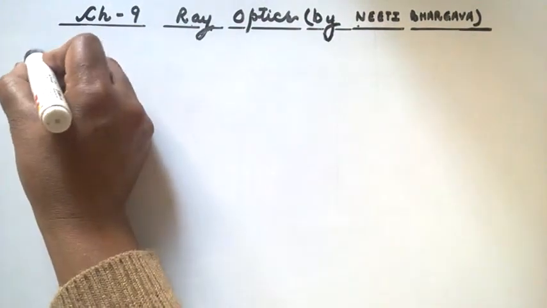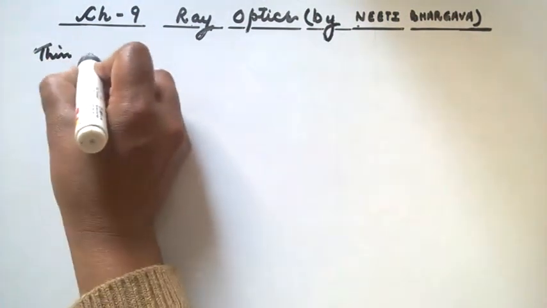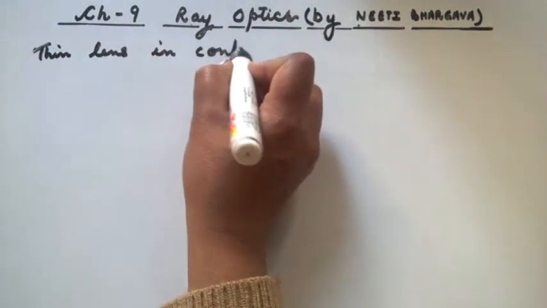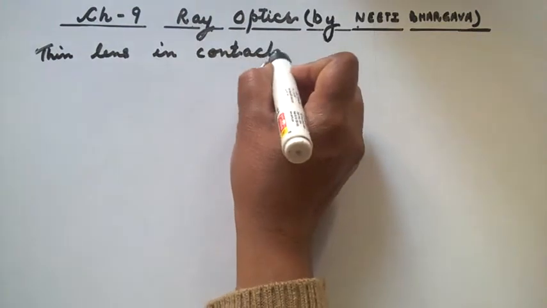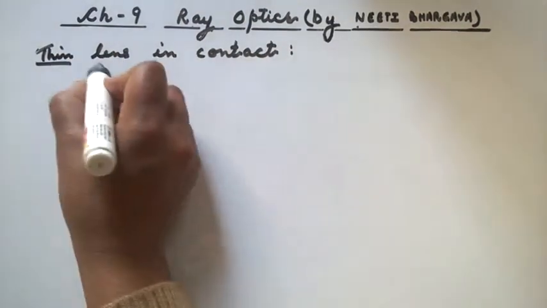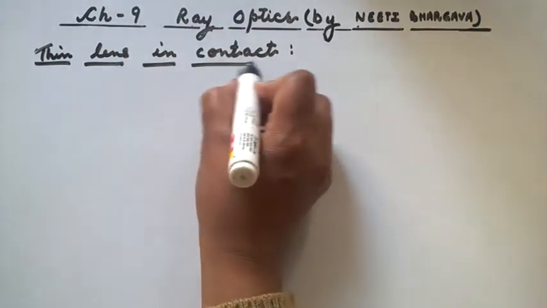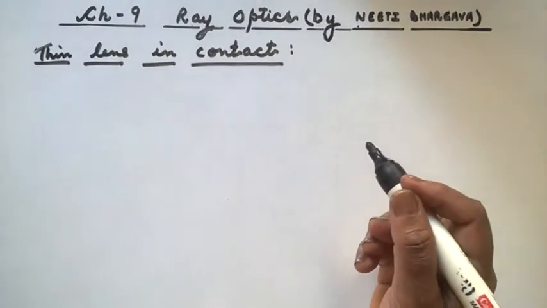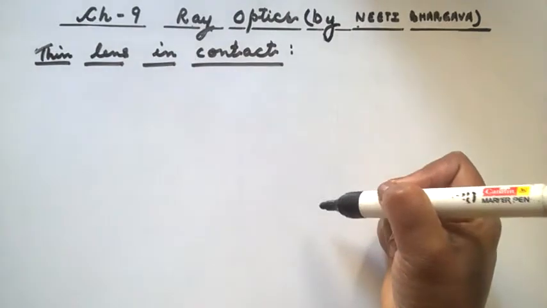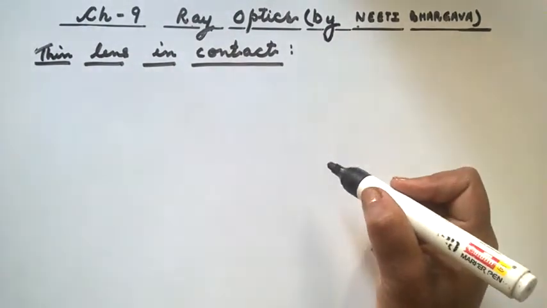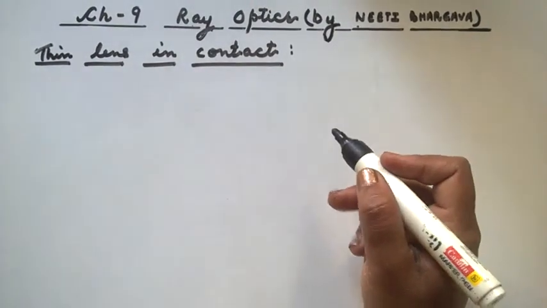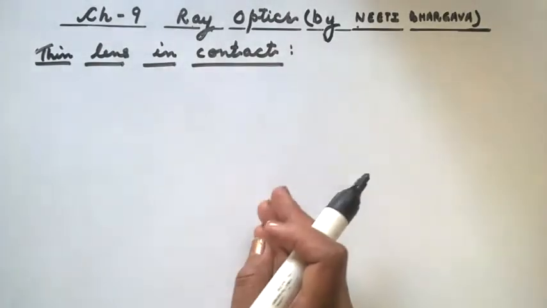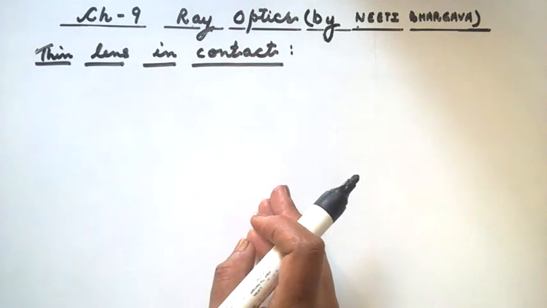Let's understand another topic, that is thin lenses in contact with each other. Here we will take two or more than two lenses and make contact with each other to get rid of the defects produced by the lenses. If we use a single lens, then defects like chromatic aberration and spherical aberration occur. Because of that, a colored and blurred image is produced after refraction by the lens.